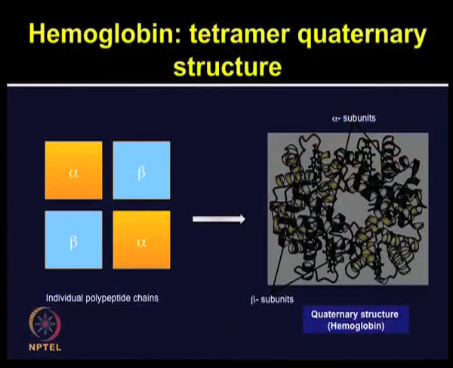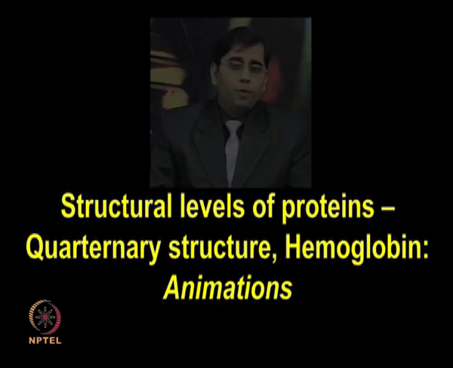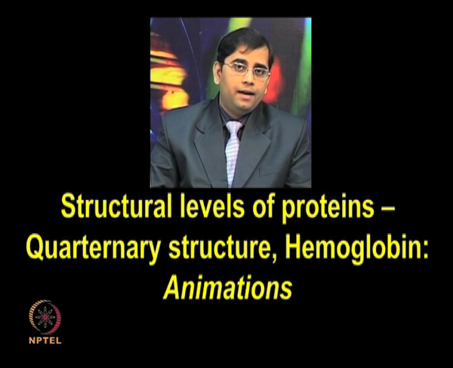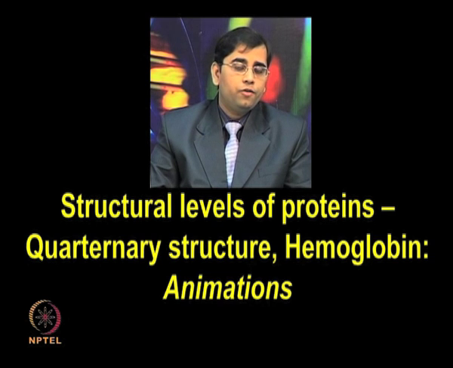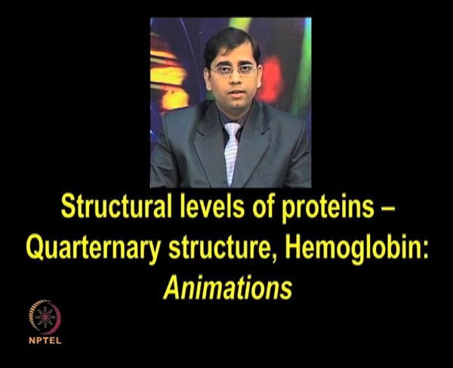So, let us look at hemoglobin, the tetramer quaternary structure. It has 2 alpha subunits and 2 beta subunits. The individual polypeptide chains come together and form the quaternary structure. Properties of quaternary structures, some details about hemoglobin, and a comparison of myoglobin and hemoglobin will be discussed with the following animation.